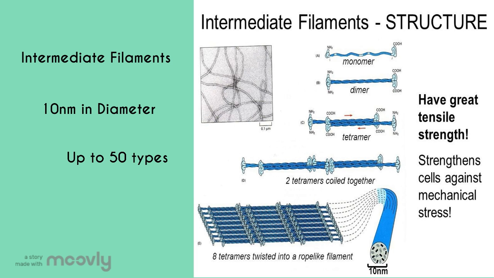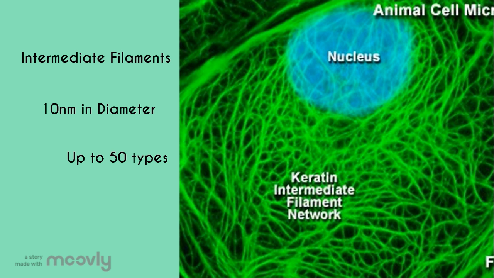There are up to 50 types of intermediate filament. The type of cell can determine the filament needed. Keratin is one filament type found in epithelial cells. Types of keratin create nails and hair.